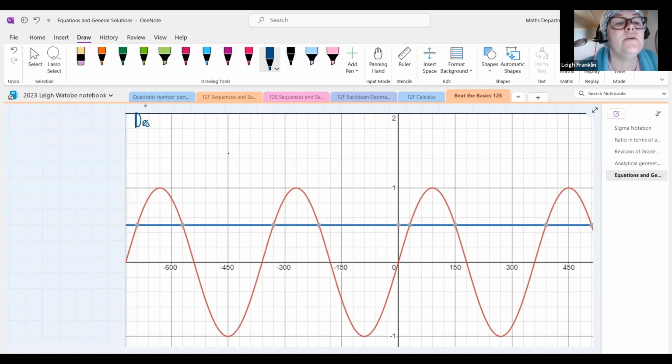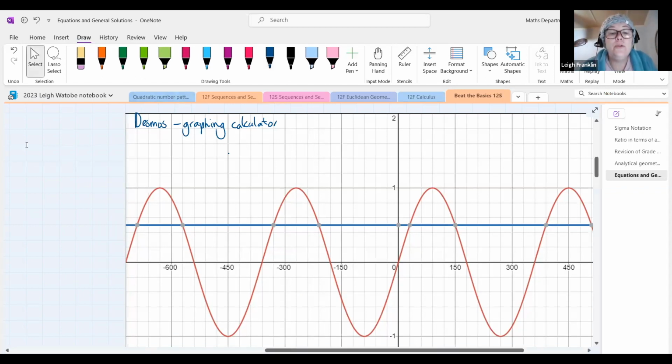It's called Desmos, and it's a free online graphing calculator, and you can actually use it not just to graph trig graphs, but any function, cubic functions, parabolas, and so on. If you've got time to go and play around with it, it's actually really cool.